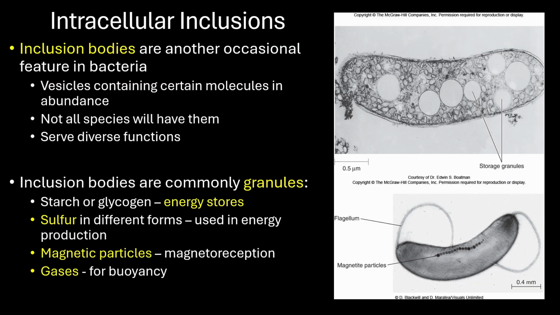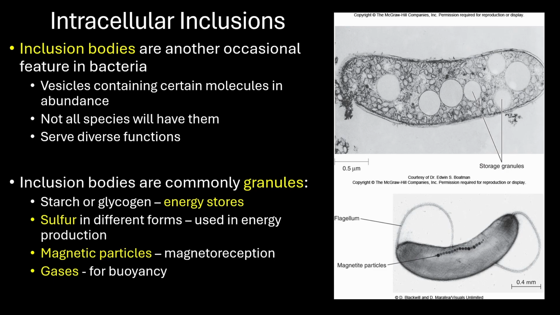Inside the cell, we could have a lot of different things. One of the first things we're going to talk about is inclusion bodies. So these are essentially vesicles, little inner membranes that can form, and basically their only job is to contain stores of different materials. And so not all species will make these vesicles. Some will not. They serve a bunch of different functions.